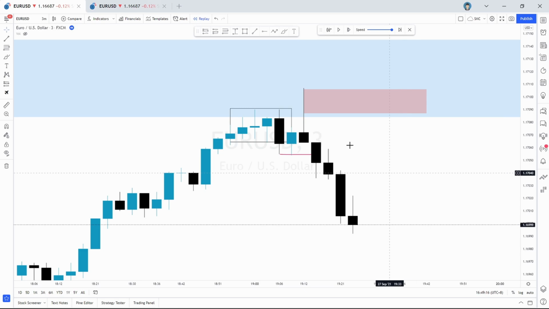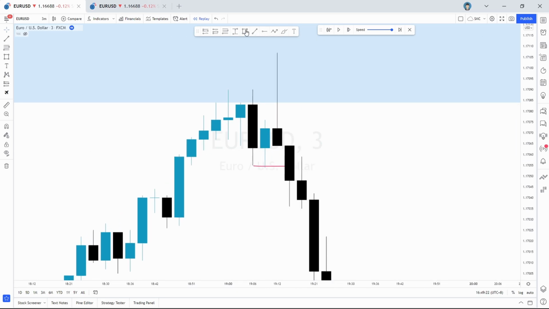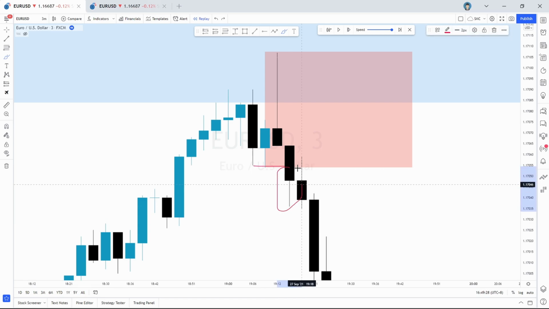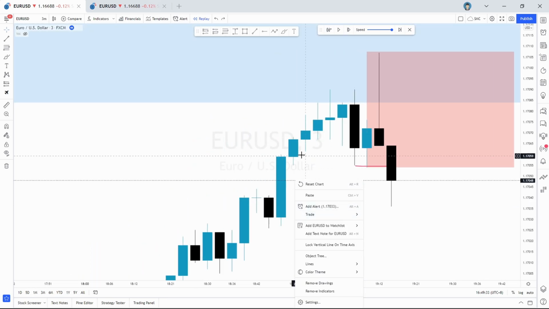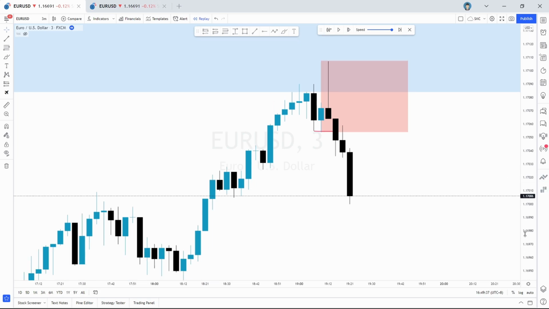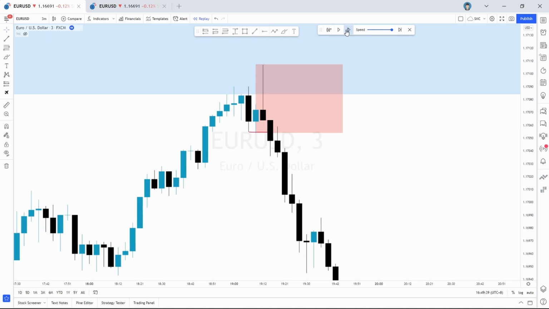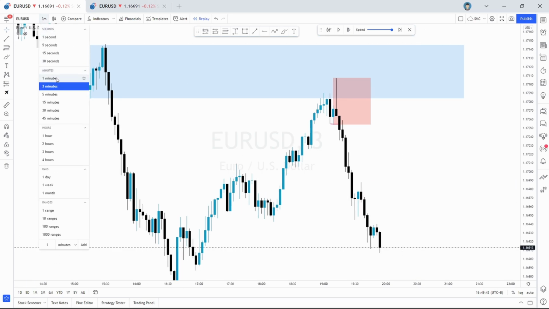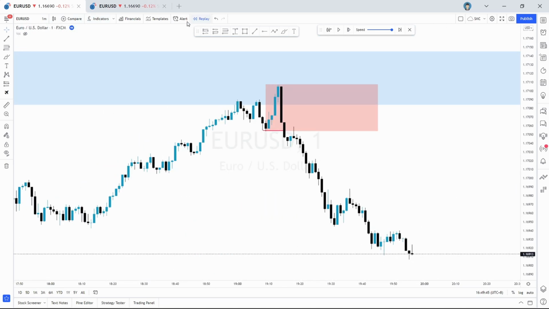Yep, as you can see, let's just delete this box. Let's mark it up. We have an OB here. Price went below it. This candle here went below that candle. Then tapped it. Then went lower. And I think it just keeps going lower. Yep, it just drops. But basically, that's how you use the seconds time frame.